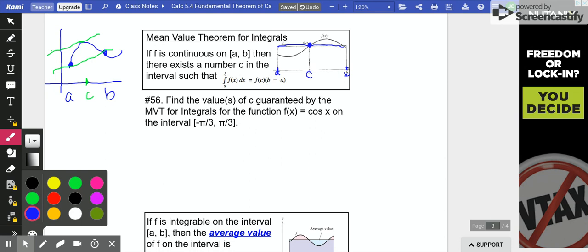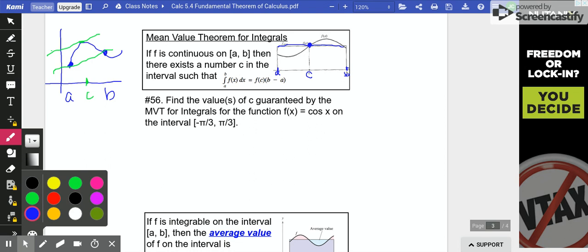The way we write that is this formula here. It's the integral from a to b of f of x, so that's the entire area under the curve, is equal to the y value at c times b minus a. That's the mean value theorem for integrals. So let me show you how this works.